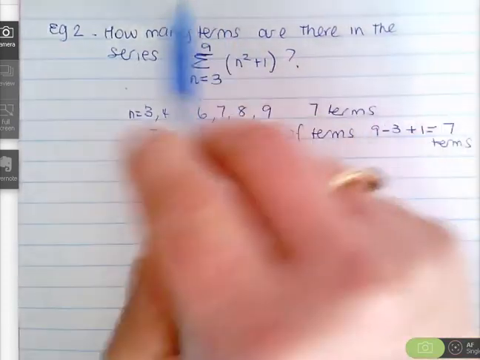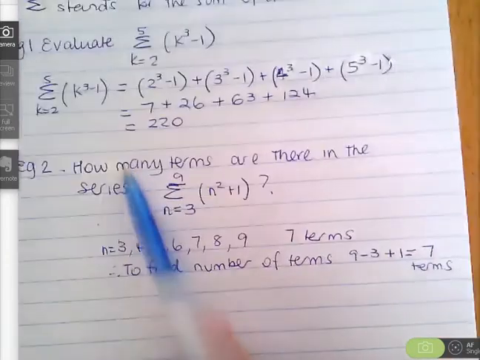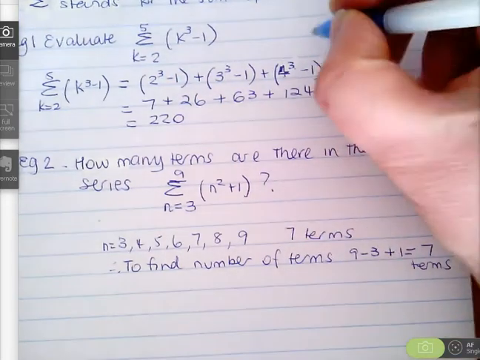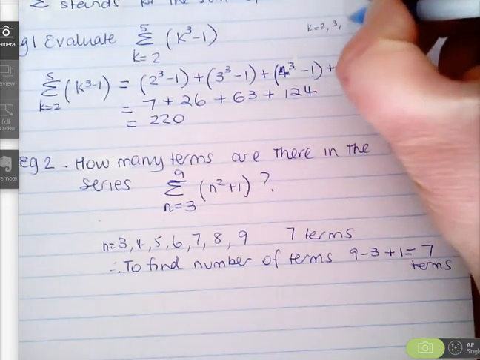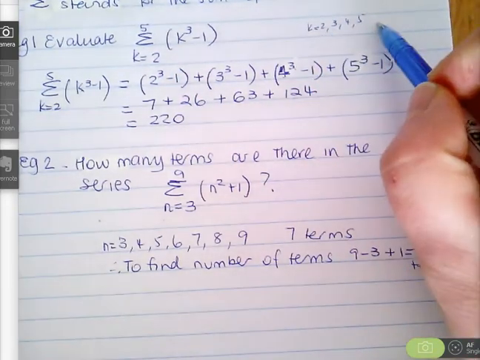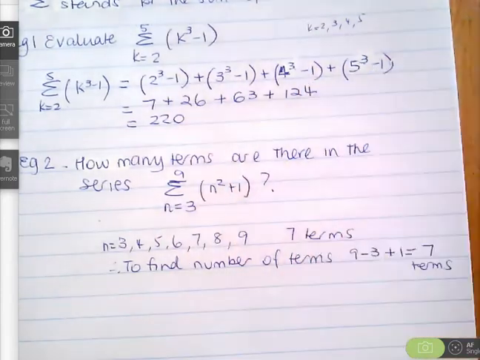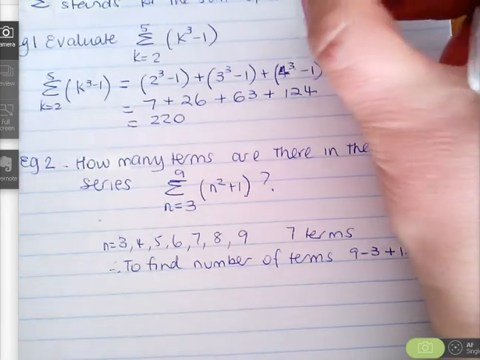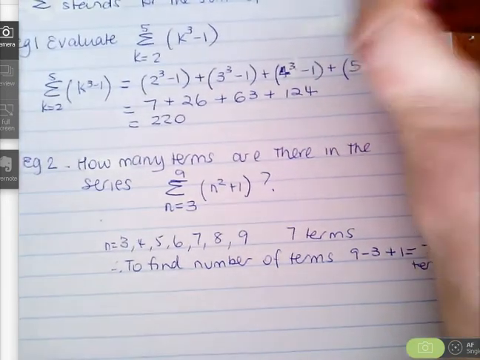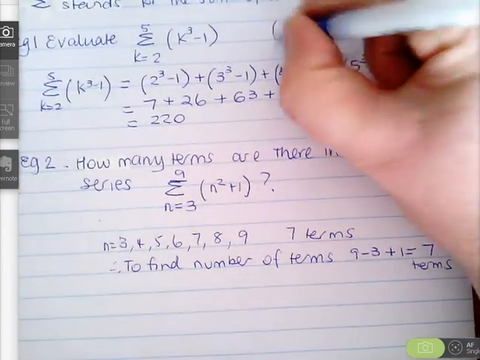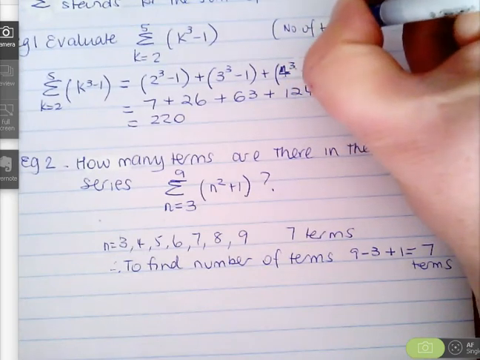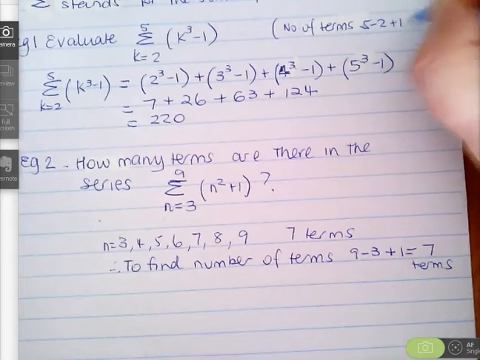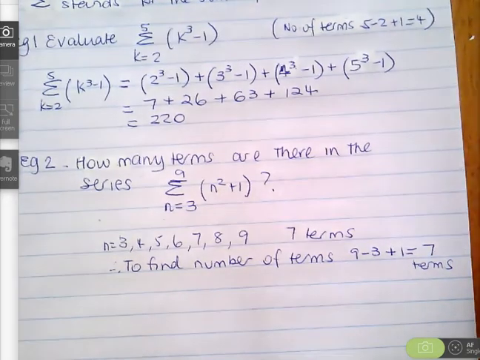I mean, if I do another one, let's look at our previous example up here, from k is 2 to 5. Well, we've got when k is 2, 3, 4, and 5. So we've got 4 terms there of the series. But if you do 5 minus 2, that's only 3. So the number of terms will be 5 minus 2, but plus 1, which is 4 terms there.